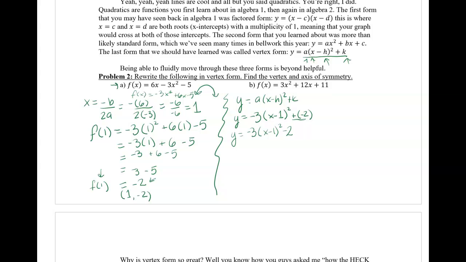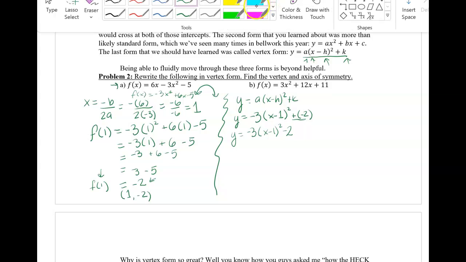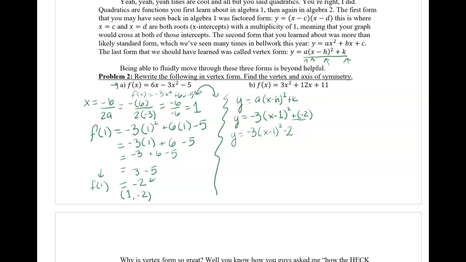Alright, so I found my vertex form. That's the hard part. I found my vertex. Now I just need to find my axis of symmetry. Well, the really cool thing is I've actually already found my axis of symmetry, because my axis of symmetry is always going to be an x equals line. And guess what? We've already done the hard stuff. In order to find your axis of symmetry, it is actually going to be this mess of x is equal to -b all over 2a, which in this case we found was 1.